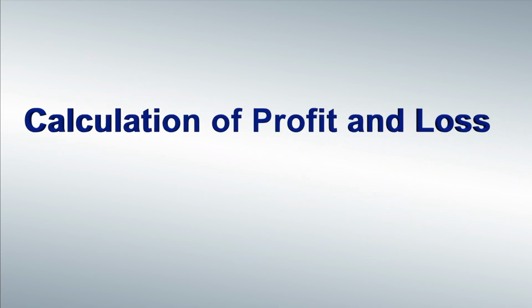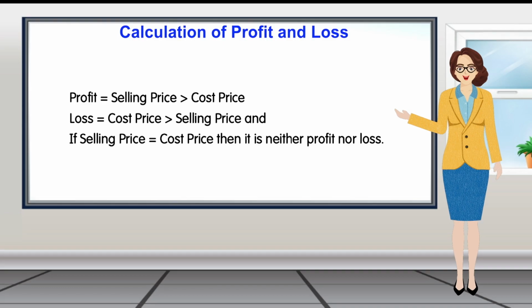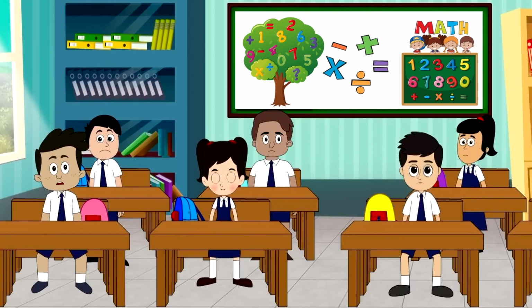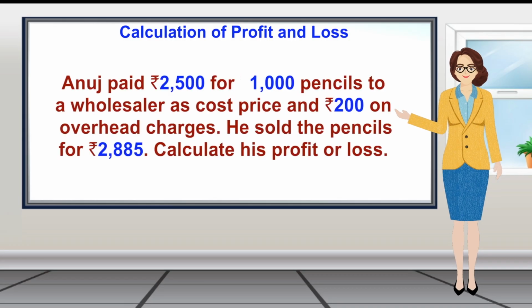Calculation of profit and loss. The calculation of profit and loss is very easy. By doing simple addition and subtraction, we can calculate them. Let's learn them from examples. Example: Anuj paid rupees 2,500 for 1,000 pencils to a wholesaler as cost price and rupees 200 on overhead charges. He sold the pencils for rupees 2,885. Calculate his profit or loss.